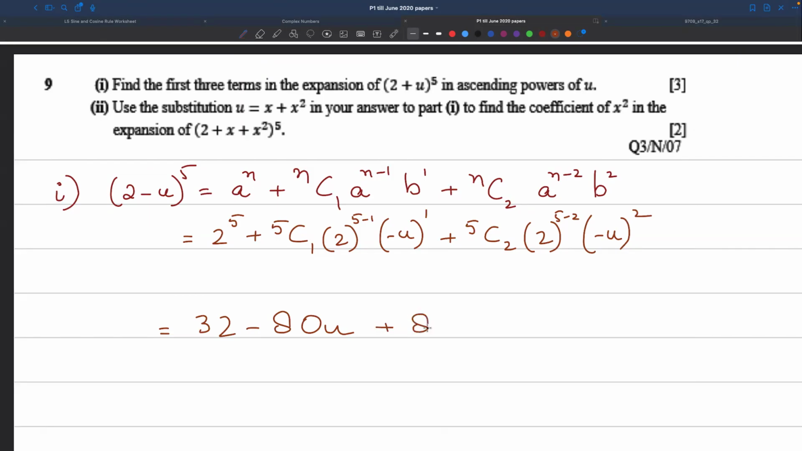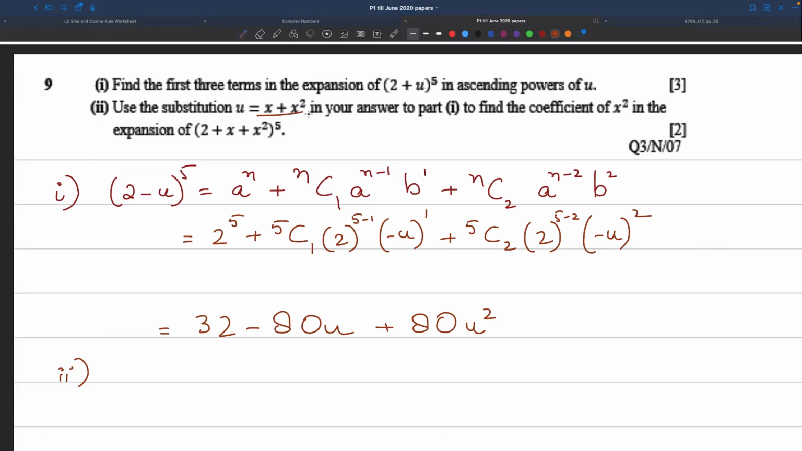So plus this will also become 80u squared. Plus only will happen, right? So this is the first part, the basic expansion. You just plug in the values in the formula and you get your result. Straightforward, nothing difficult.